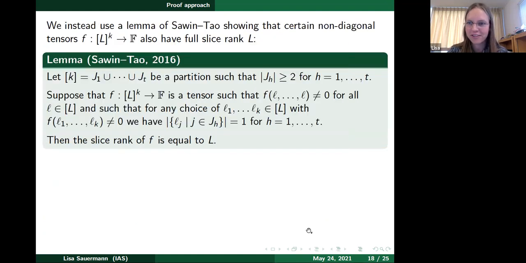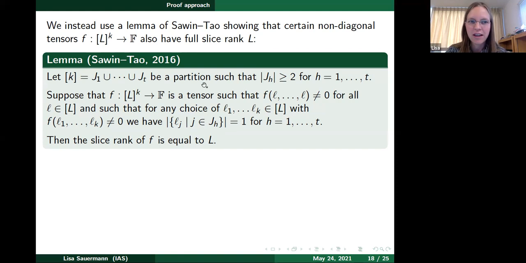But here we kind of, for the first time, find a combinatorial application that truly goes via a non-diagonal tensor. And so what we do is we use a lemma of Sauermann and Tao, which shows that certain non-diagonal tensors also have full slice rank L. And so here's the statement of this lemma. It's a little bit technical, but let me go through it slowly.